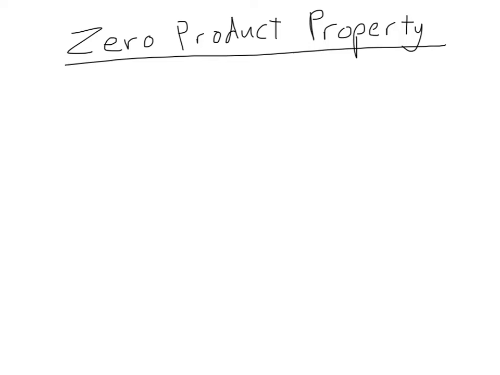So before we talk about solving quadratic equations, we must go over this huge idea known as the zero product property. And so basically what the zero product property states is, first we have a situation where we have two things. We have A and B. And A and B are standing right next to each other. A and B are being multiplied by each other.